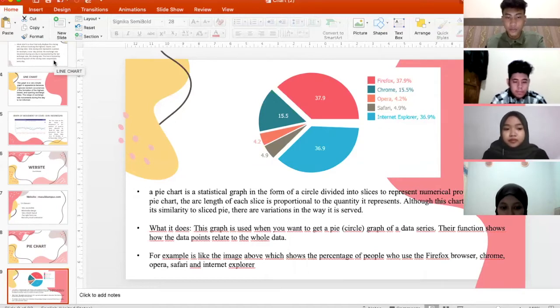This graph is used when you want to get a pie or circle graph of a data series. Its function is to show how the data points relate to the whole data. For example, like the image above, which shows the percentage of people who use the Firefox, Chrome, Opera, Safari, and Internet Explorer browsers.